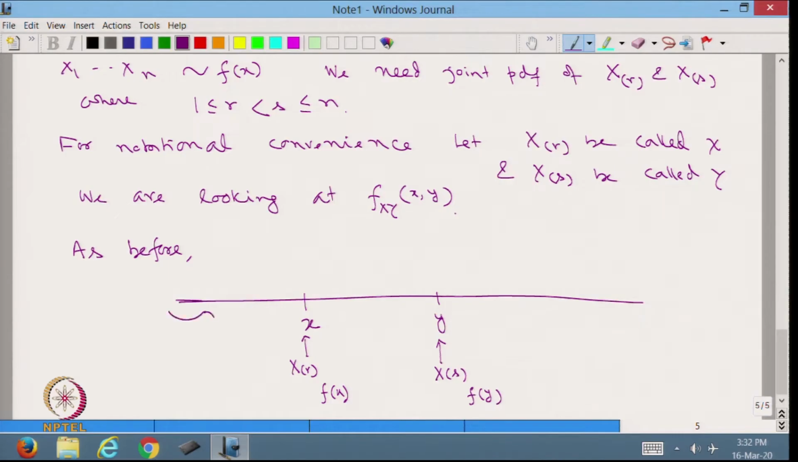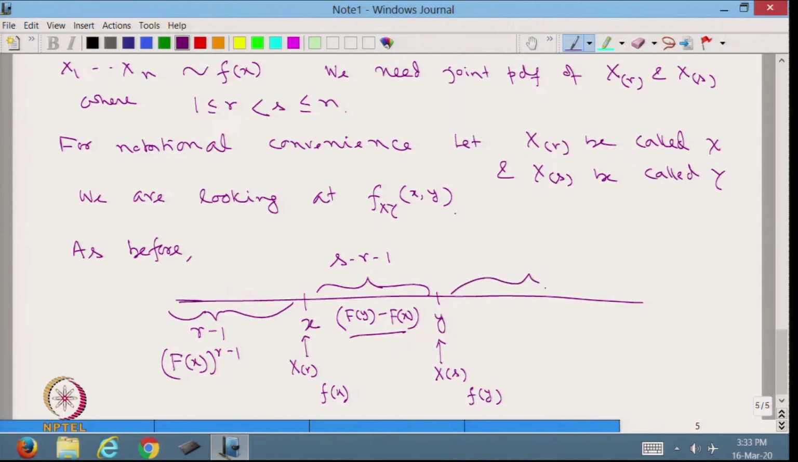Now, r minus 1 many values are here. For them, we shall get F(x) to the power r minus 1. s minus r minus 1 values are there. For them, we will get F(y) minus F(x), because they are lying between x and y, and for the remaining n minus s, we shall get (1 minus F(y)) to the power n minus s. Once we understand that, we can compute the PDF.